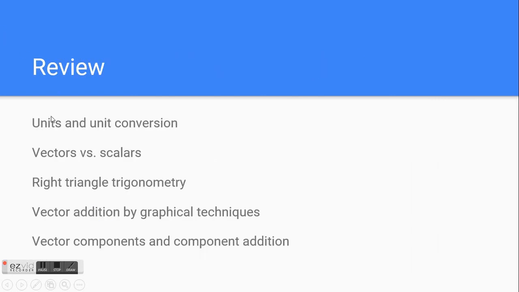So to review the things we've talked about here, the five main topics we've talked about over the course of the first five lessons. If you look at the first five lessons, one of them is this one. One of them is vectors and scalars, one is right triangle trigonometry, one is vector addition by graphical techniques, and the other one is vector components and component addition.